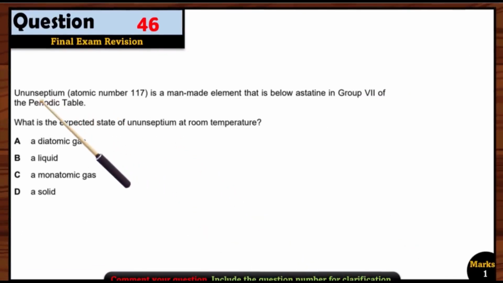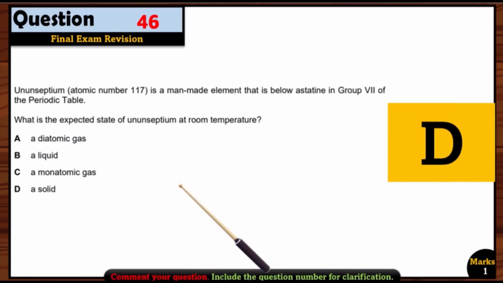Question 46. Ununseptium, atomic number 117, is a man-made element that is below astatine in group 7 of the periodic table. Okay, what is the expected state of ununseptium at room temperature? Because it belongs to group 7 and is below astatine, and of course astatine is solid, it should also be solid. So that's why option D is the right option over here.